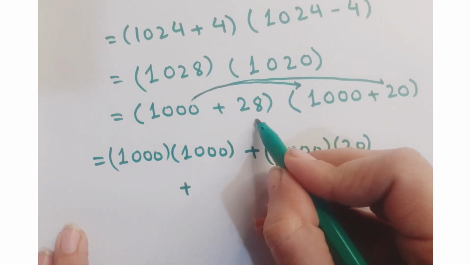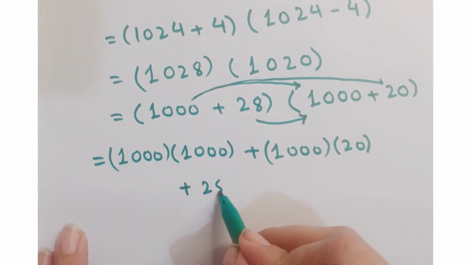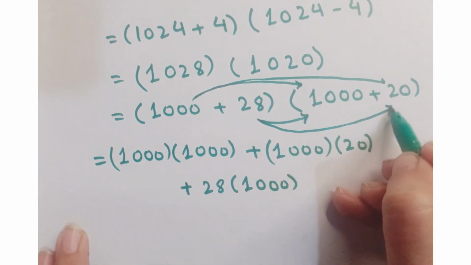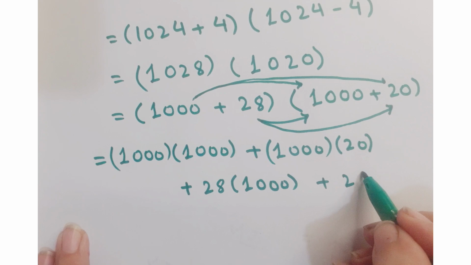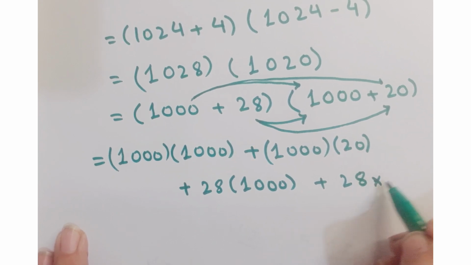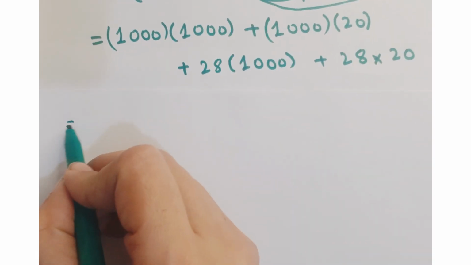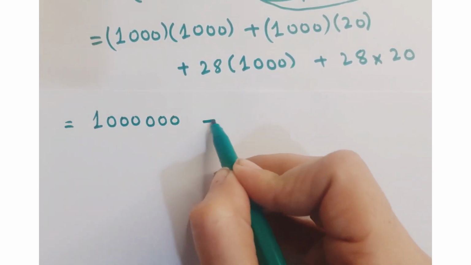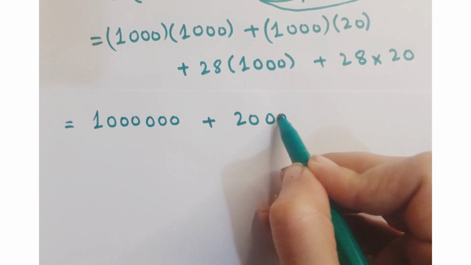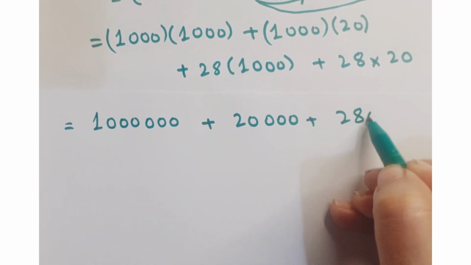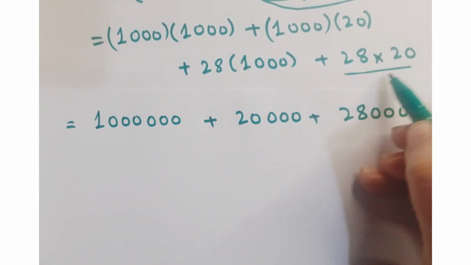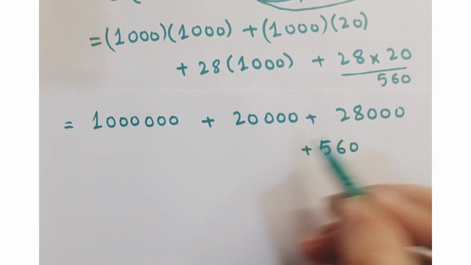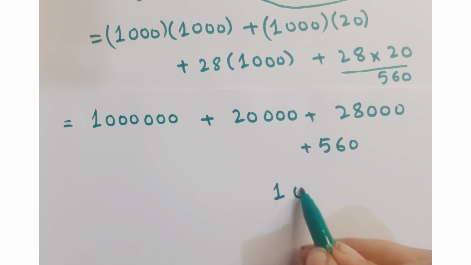plus now multiplying this 28 with 1000, again multiplying this 28 with 20. So here we get plus 20,000 plus 28,000 and this is equal to 560. So right here 560. Now we are going to add these four terms.